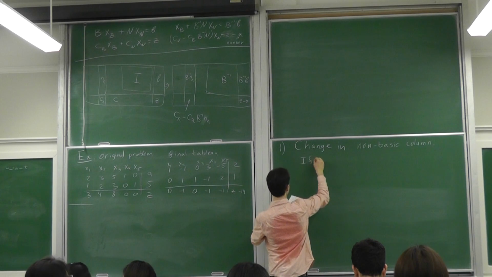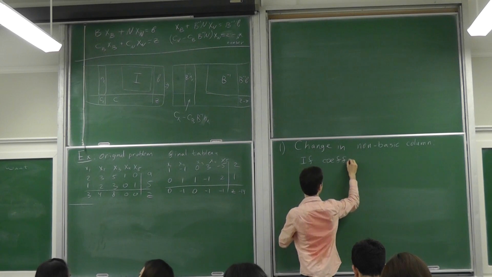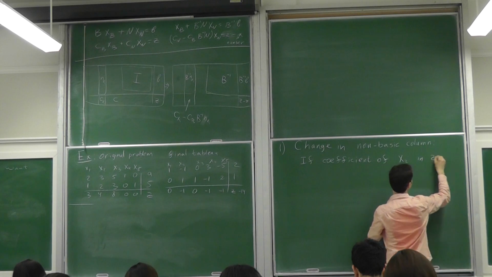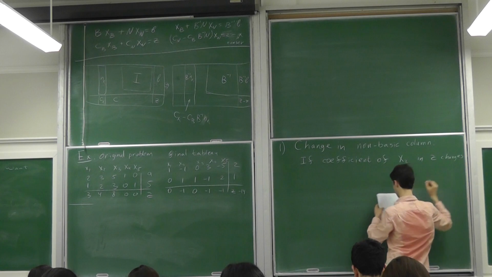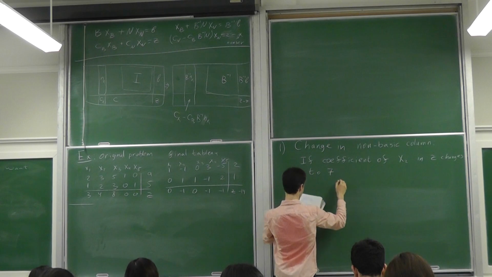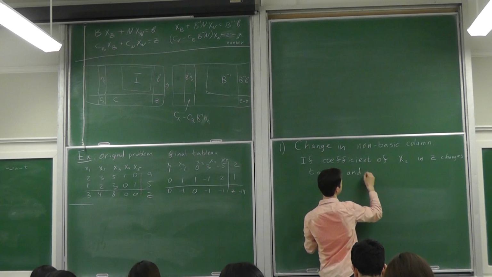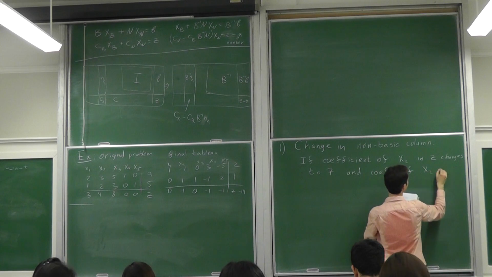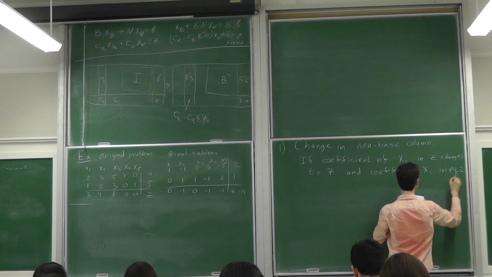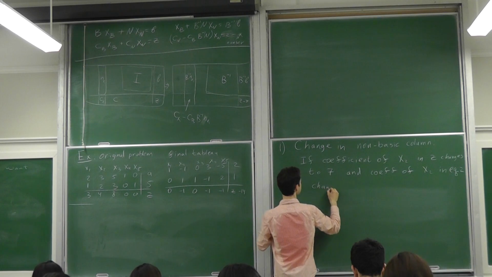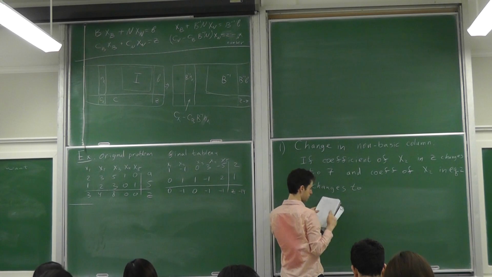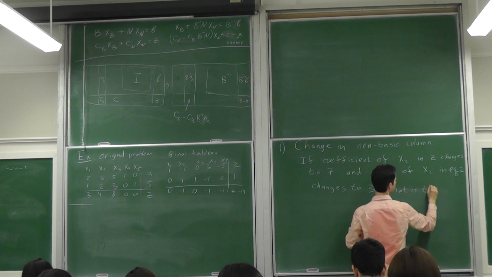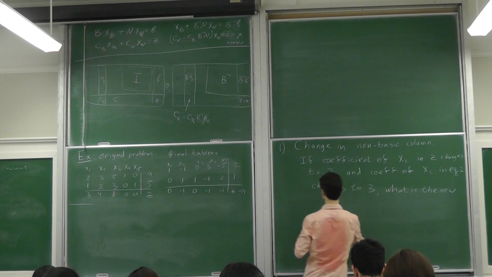The question is like this: if the coefficient of x2 in z changes to 7, and the coefficient of x2 in equation 2 changes to 3, what is the new optimal solution?